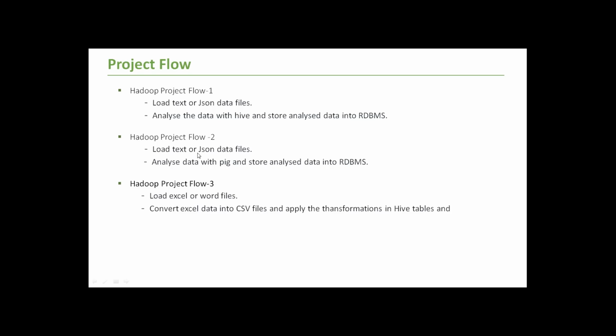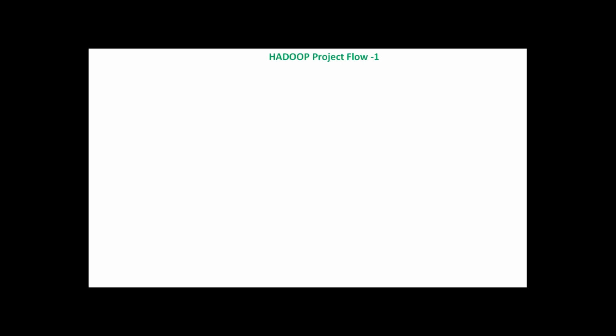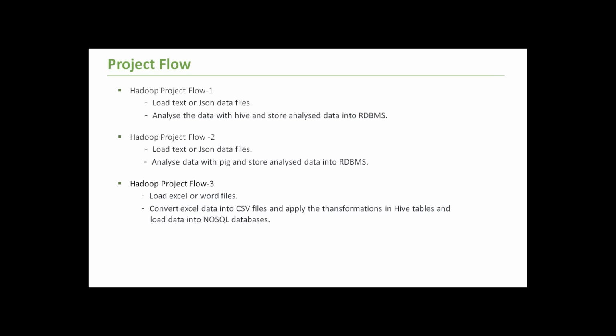And for this project flow, instead of text or JSON files, I'll take Excel and Word files, and I will show how we can do the flow. Convert Excel data into a CSV file, apply the transformations in Hive tables, and load data into the NoSQL database. So these are the different flows.